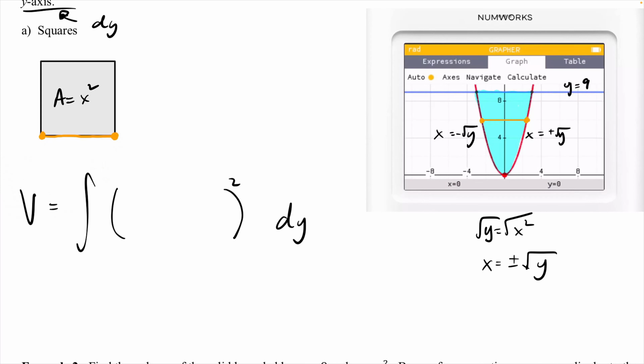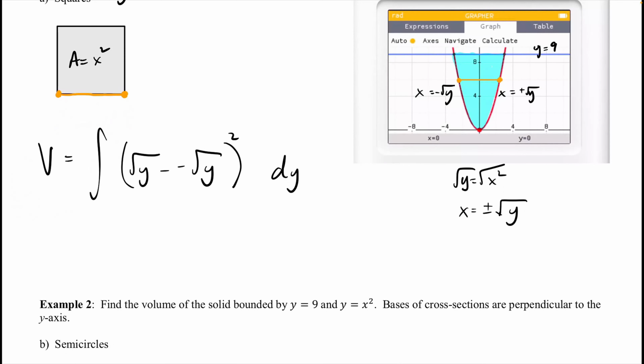So if I want to find the length, I'm going to go square root of y minus negative square root y, right? Which is really just plus, right? So 2 square root y. What are the bounds here? 0 to 9, because we go top to bottom. Only the y values, so y equals 9 to y equals 0.